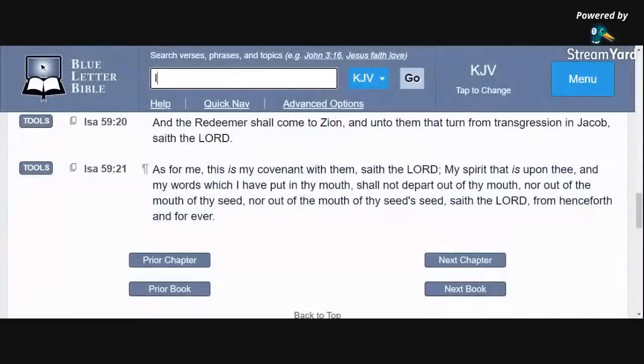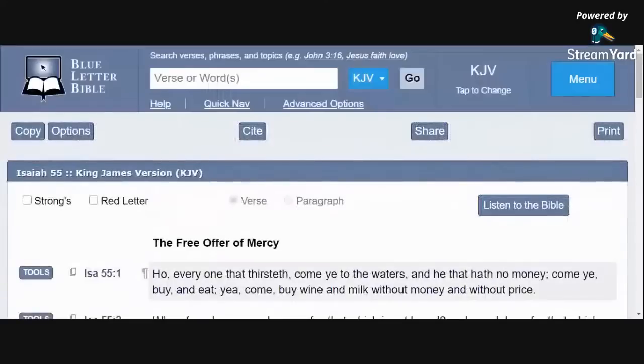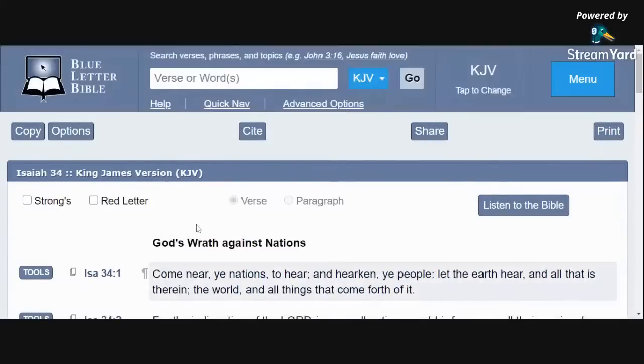I'm going to go here to this window over here. Let's get this Isaiah 55. Let's go there. The Lord's word does not fail. As a matter of fact, let's first grab Isaiah 34. Let's get that first. Then we'll go back to that one.